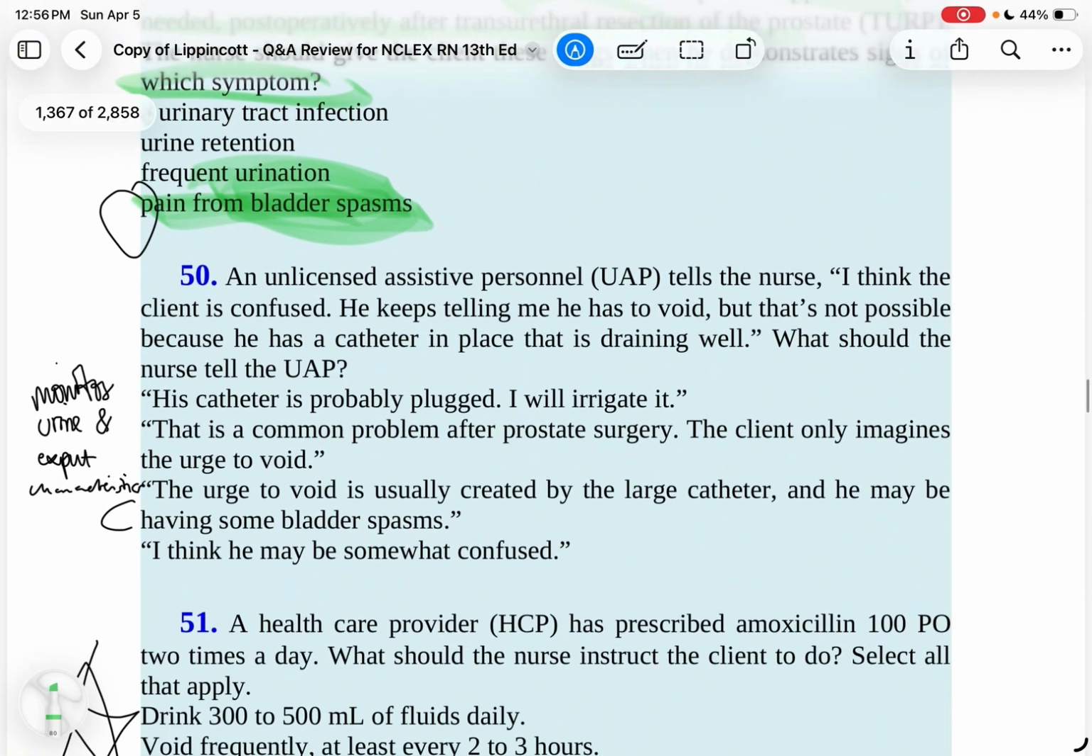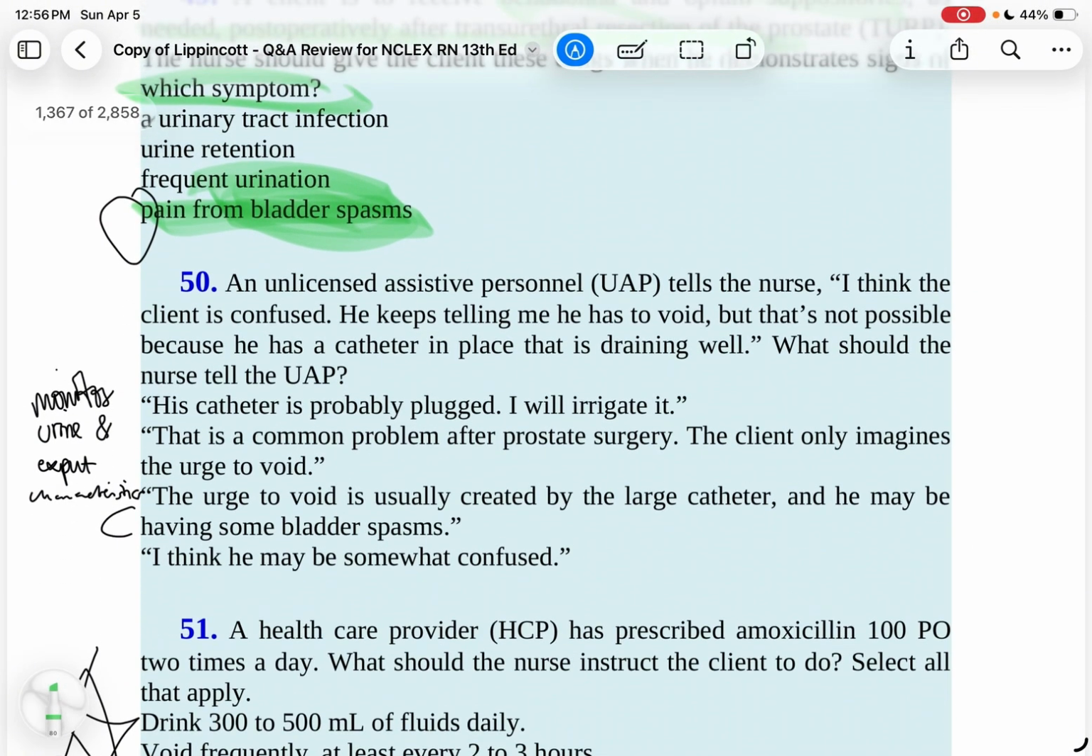An unlicensed assistive personnel says, I think the client is confused, he keeps telling me he has to void, but that's not possible because he has a catheter. What should the nurse tell the UAP? The urge to void is usually created by a large catheter, and he may be having some spasms.